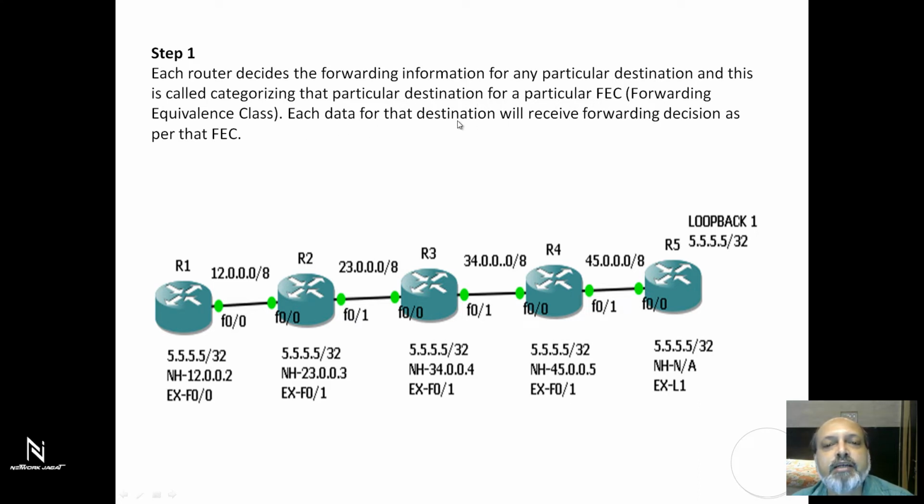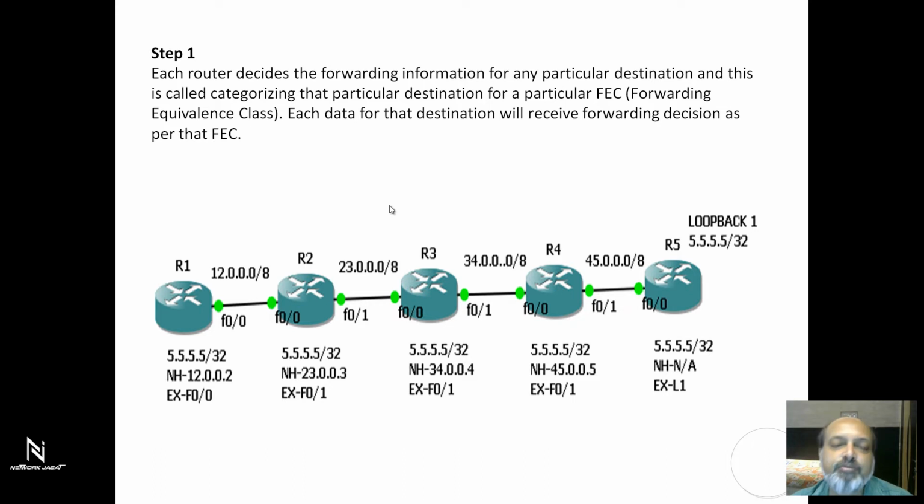Each data for that destination will receive the forwarding decision as per that FEC, right? So this is actually the definition. FEC is actually a treatment for a group of data that is destined for a particular destination. A group of data which is moving towards a particular destination should be receiving a uniform and similar forwarding treatment.